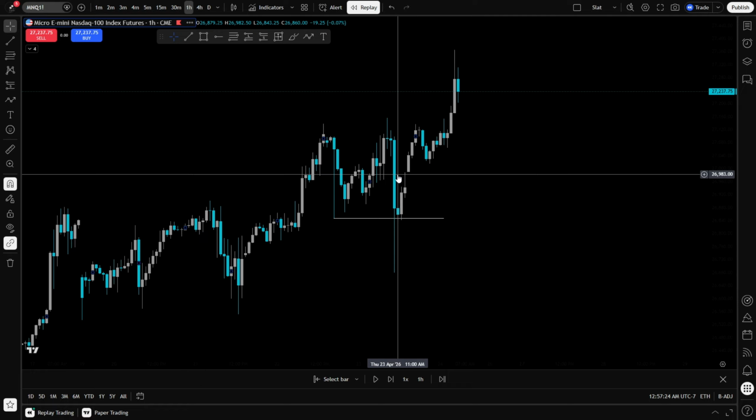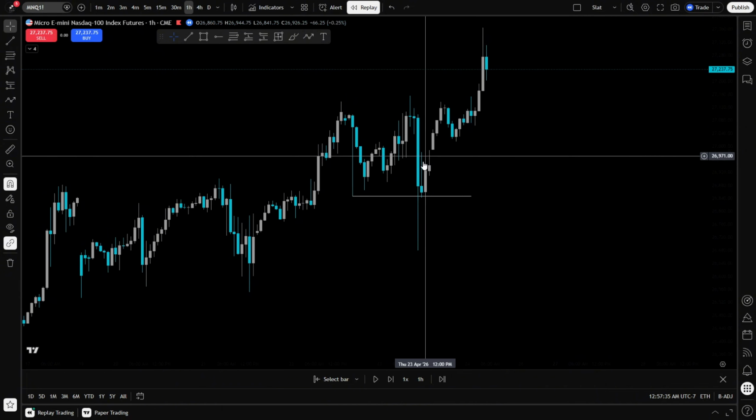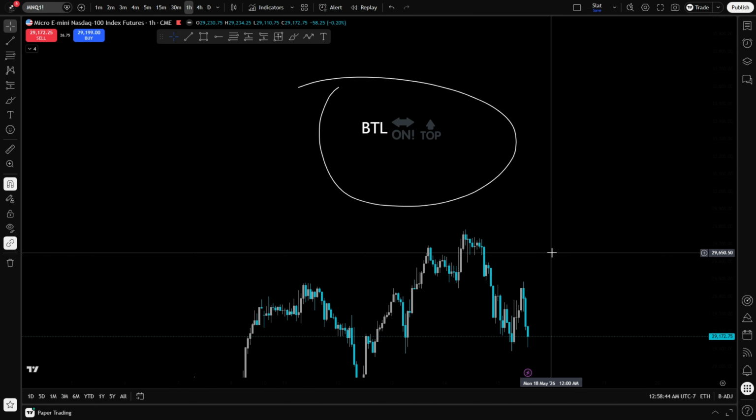Okay, now you know that the bodies and the wicks make a huge difference in whether it's a liquidity sweep or a market structure shift. Well, that wraps it up for market structure. I hope this taught you guys something. I hope you guys now see the chart a lot better, a lot more clearly, and I hope this helped.